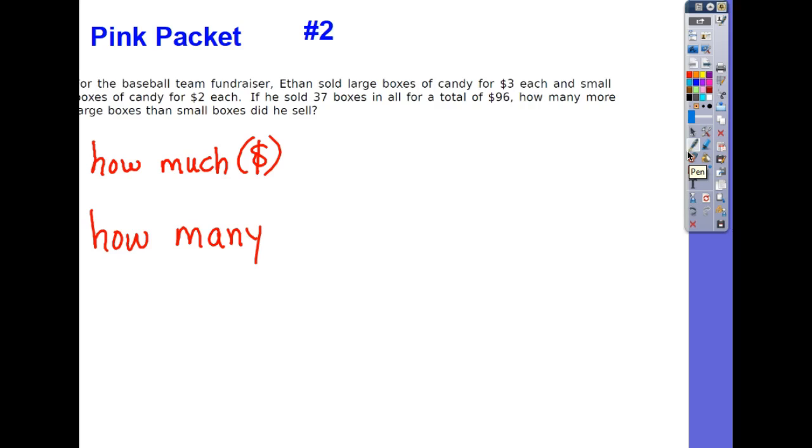You can use some other variable, but I tend to like X and Y. How much, because it's 3X, because however many boxes you sold, if you sold 10 boxes, you would multiply it by 3 to get your total amount of money, right? That's 3 times X. How much did the small box cost? What was the total amount of money? That's your money equation. Money, money, money.